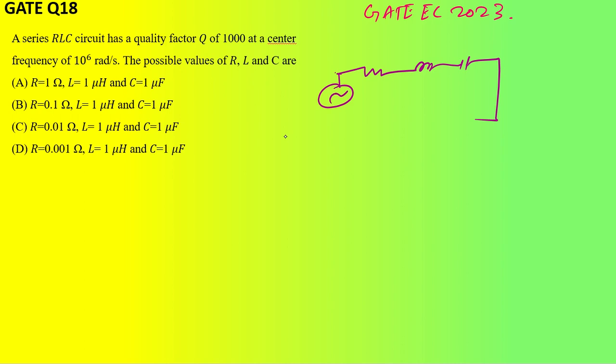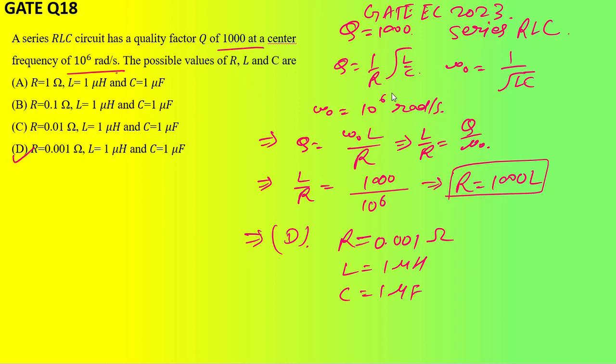And I have told you already what the values are for the different things. So we have Q equal to 1000 and the center frequency omega naught is 10 to the power 6 radian per second. The possible values of R, L, C will be what? So these are the things we have to identify. Let us try to understand what formulas are available with us. So we have Q equal to 1000 and omega naught was 10 to the power 6.